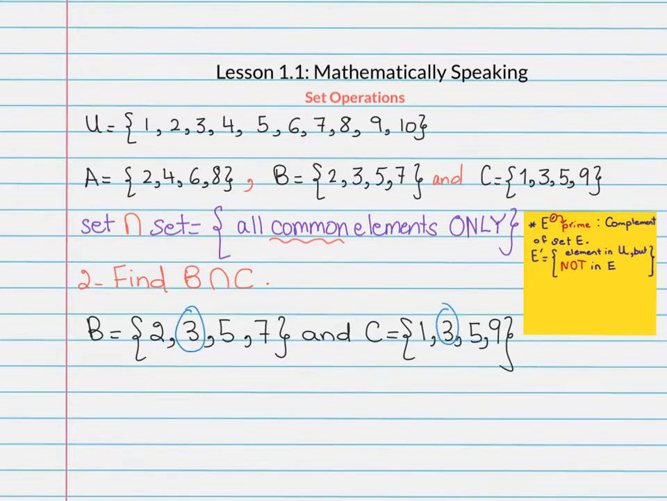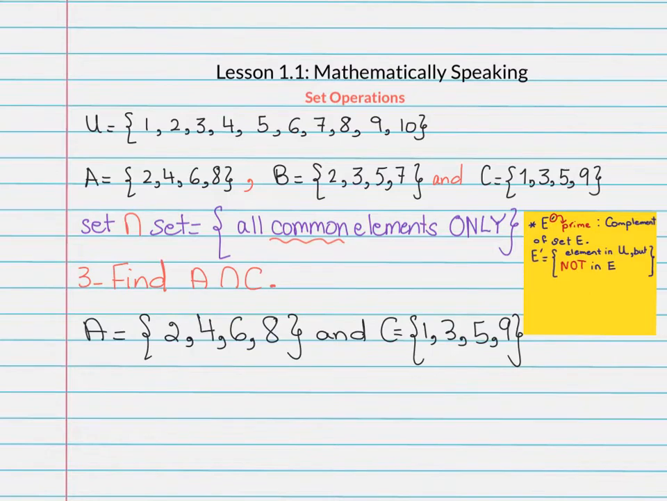What else do we have? We have 5 as well. It's found in B and found in C. We're going to circle 5 as well. Finally, we have here 7. 7 is only found in B, and here we have 9, it's only found in C. So B intersection C is a set that has 2 elements, and they are 3 and 5.